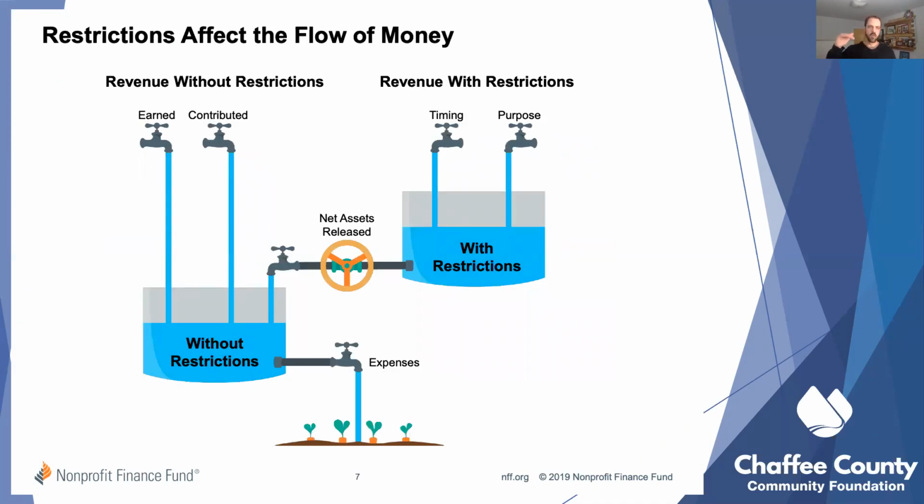As we think about the flow of money, we have those kind of 4 fountains of money, right? 2 of them have restrictions, 2 of them don't have restrictions. To me, it's helpful to think about a release valve between the with restrictions and the without restrictions, right? Let's say I give you $100 to buy those t-shirts for the kids. You go and you buy those t-shirts. You just met that restriction. Now you can release that $100 from the with restrictions bucket, dump it into the without restrictions bucket, and pay that receipt to the t-shirt manufacturer, right?